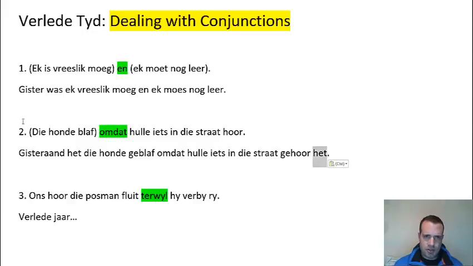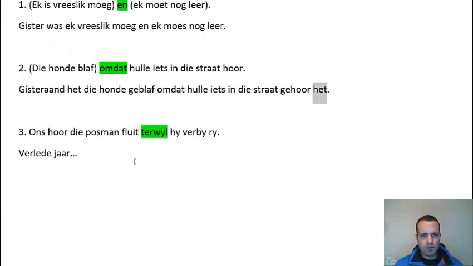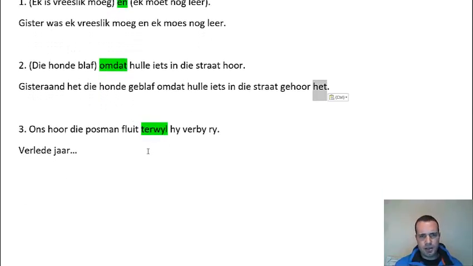Okay, so change the first part, change the second part. The last thing you check is, where is my verb 1? Is it in the right place? Because of omdat here, your het has to be at the end of the sentence. Okay, last example, just very quickly. Ons hoor die postman fluit terwyl hy verby ry verlede jaar. We hear the postman whistling.